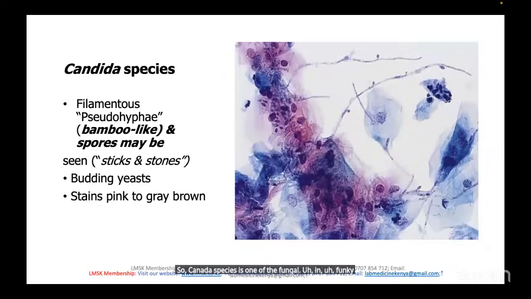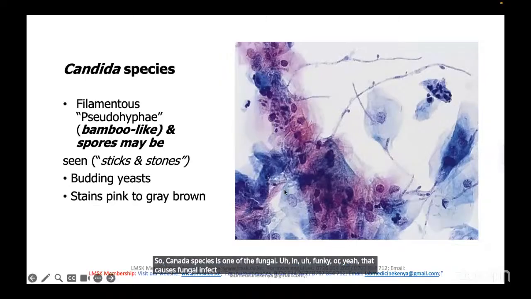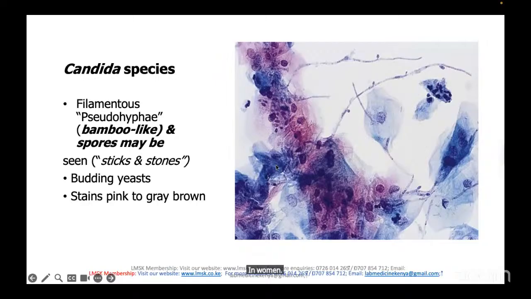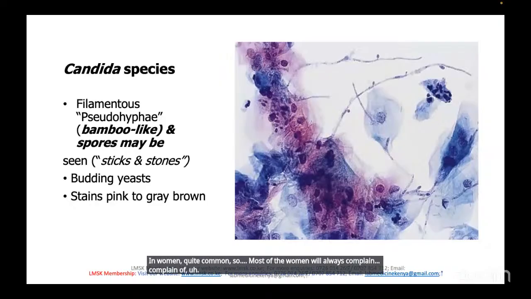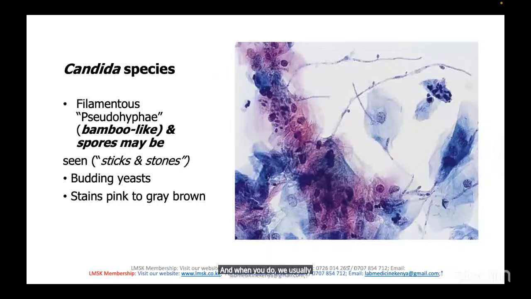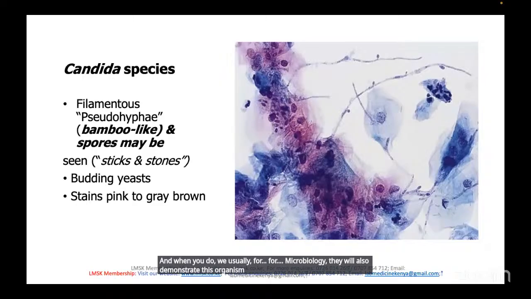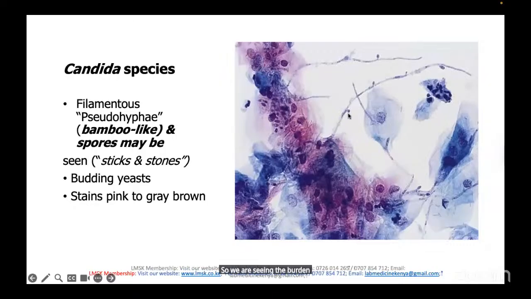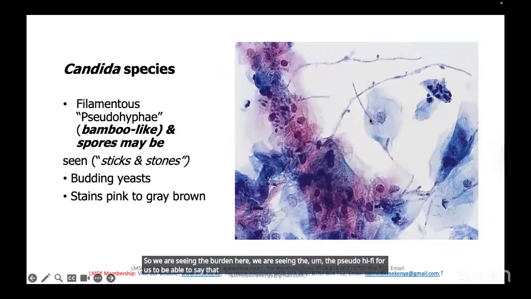So Candida species is one of the fungi that causes fungal infections in women, quite common. So most of the women will always complain of an itching vagina, having a white discharge. In microbiology, they will also demonstrate this organism when they do a gram stain. So when it comes to cytology, when we stain using Papanicolaou, we are able to see the fungal elements. So we are seeing the budding here, we are seeing the pseudo-hyphae for us to be able to say that this is a fungal infection.